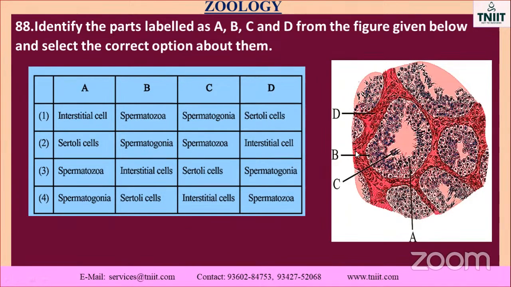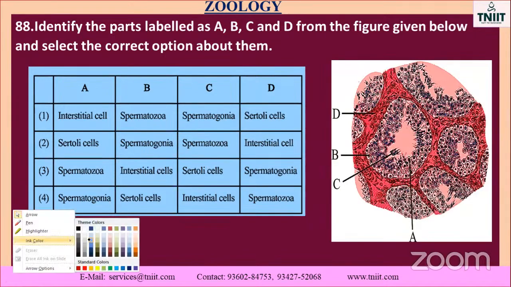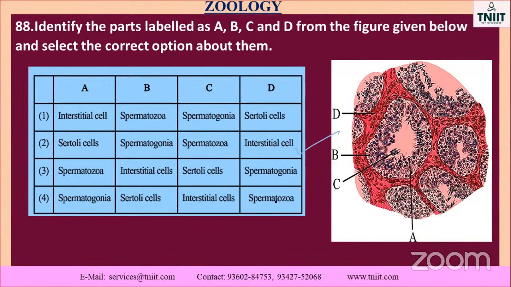And D is an interstitial cell. These cells are called interstitial cells. So the option is, D is an interstitial cell. The second one is the correct option. Okay, B is the correct one.